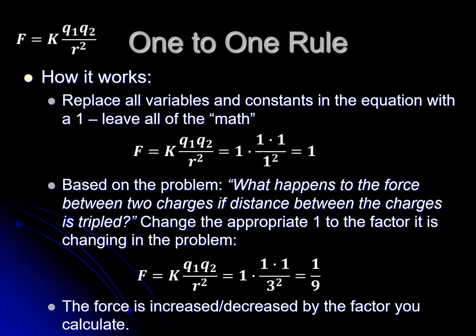Here's another example. Same type of problem, but this time, what happens to the force between two charges if the distance between the charges is tripled? So this time, it's the r that's going to be tripled. So 1 times 1 divided by 3 squared. So again, here it's typed up down here. So 1 times 1 on top is 1, divided by 3 squared is 9. So this time, the new force is only 1/9 the original force. The force is less than it was originally. It's 1/9 the original force. So that's how you do the one-to-one rule problems.